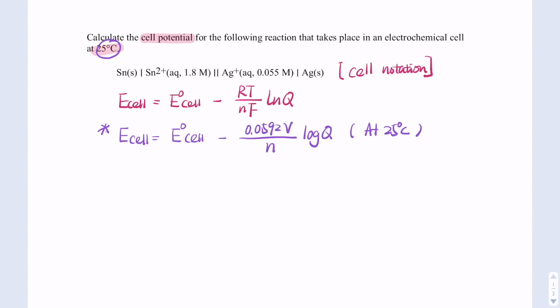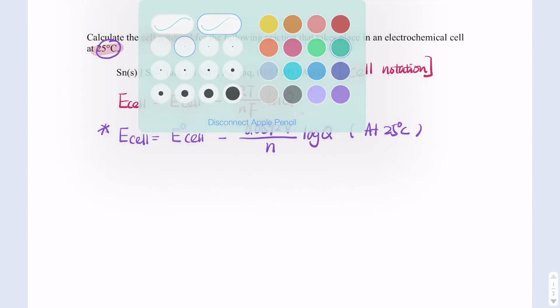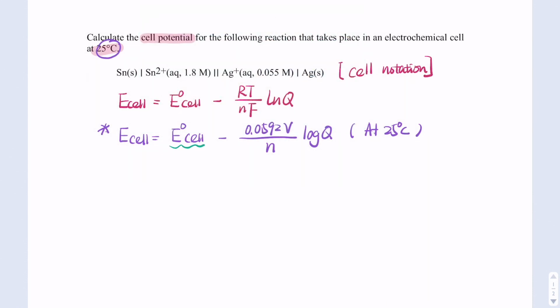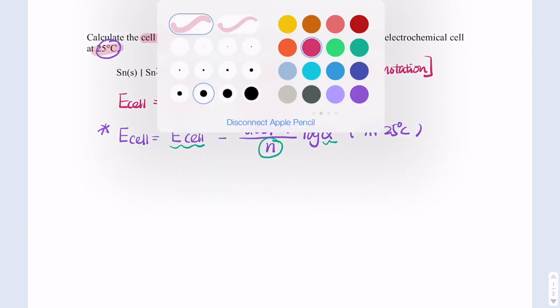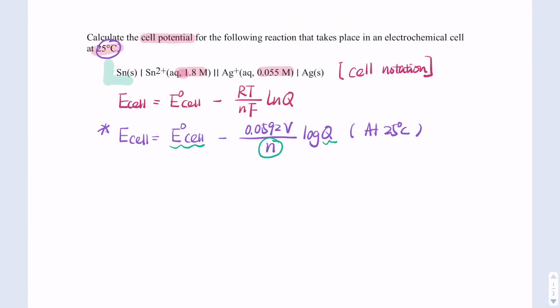Now, what do we need to figure out the cell potential? If you look at the Nernst equation, we don't know the standard cell potential, so we need to figure that out. We also need to figure out how many moles of electrons are involved in the half reactions, and we need to figure out Q. Q seems easy because if you read the question, the notation gives you those concentrations, so that will help you figure out Q. So now the problem turns into how to interpret this cell notation.